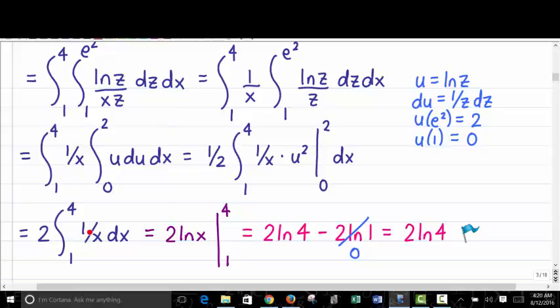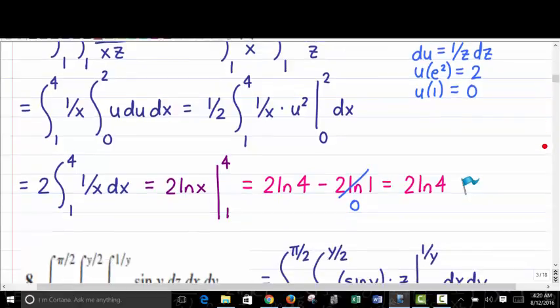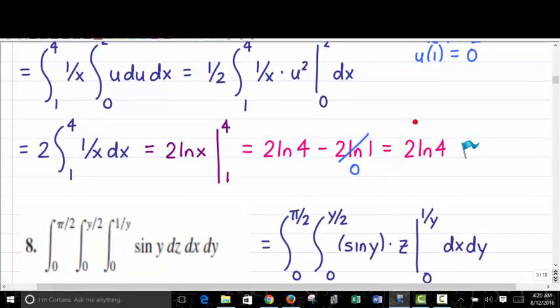So the antiderivative of 1 over x is natural log of x. 4 and 1. So you put in 4, you put in 1, that actually cancels that term out because ln of 1 is 0. And you have 2 times ln of 4, which is perfectly fine. That's also mathematically equivalent to if you lifted that 2 up and made it 4 squared, natural log of 16. So 2 ln of 4 would be the exact same thing as natural log of 16.